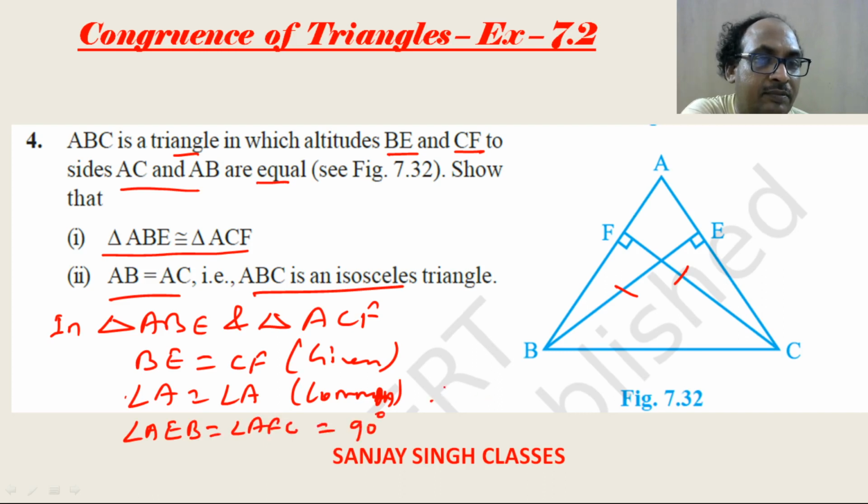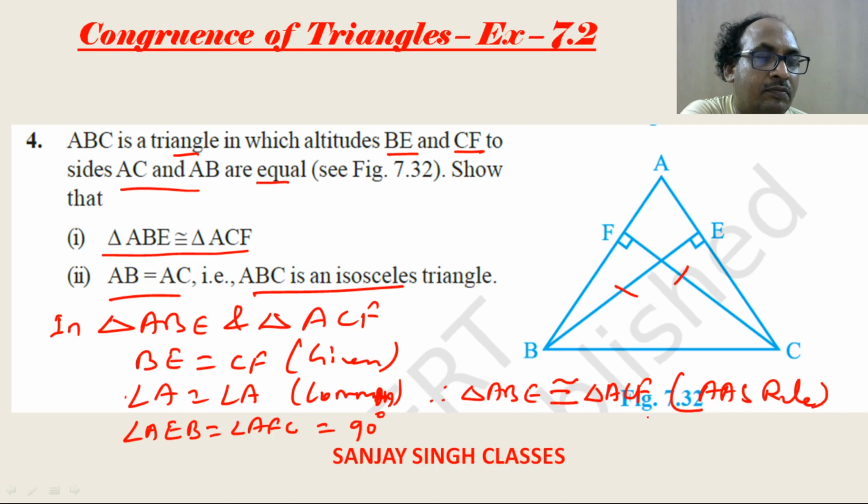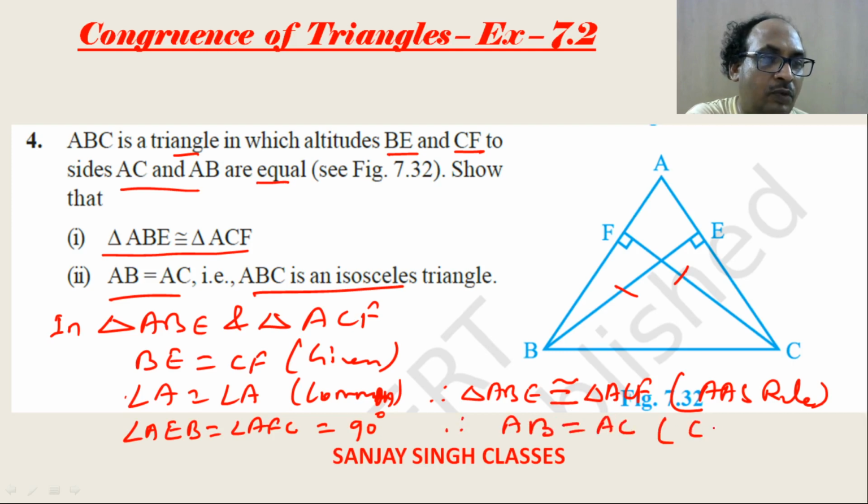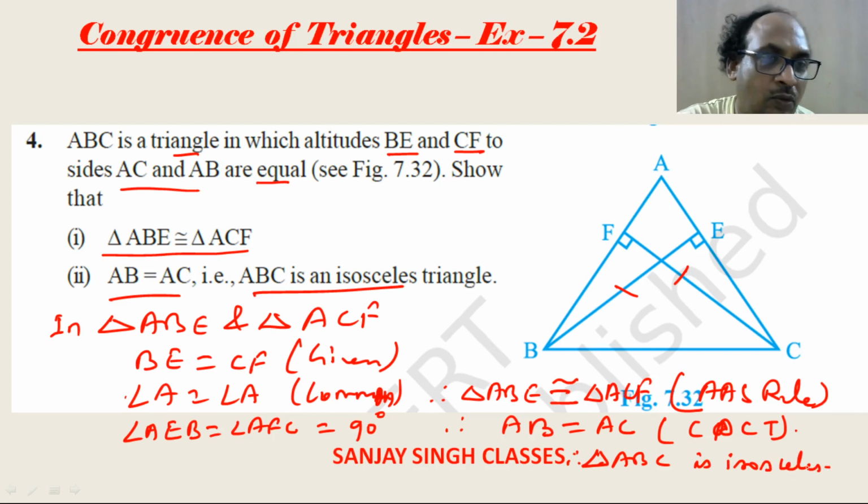Again the two triangles, triangle ABE is congruent to triangle ACF. Which rule? AAS rule. Two angles and one side are equal in the triangles, so they will be congruent. Therefore, AB is equal to AC. Why? CPCT. Therefore, triangle ABC is isosceles. Okay.